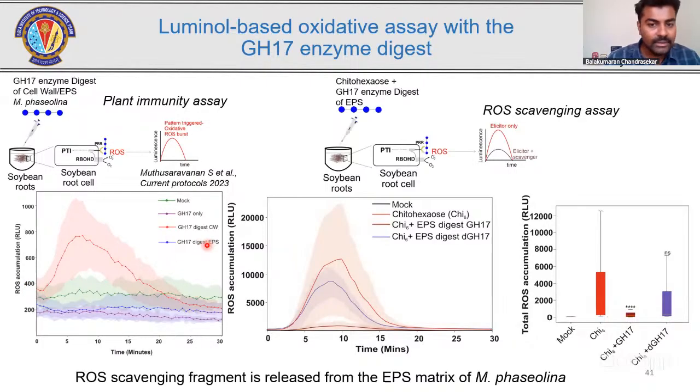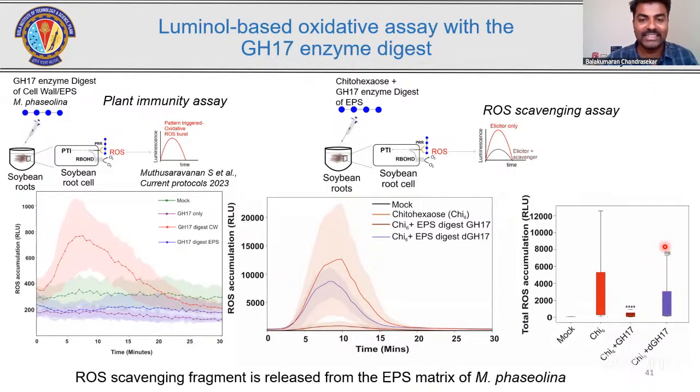burst. And again, we have an assay in our lab to know if there is any antioxidant potential of a digest coming from the EPS matrix. Again, we were able to see that with the chitohexose you see the huge burst. Whereas when you treat the chitohexose with the fragment released by the action of the GH17 enzyme, you don't see any burst. But when you denature the enzyme and mix it with the chitohexose, the digest coming from the chitohexose and the GH17, you see the burst coming back again.